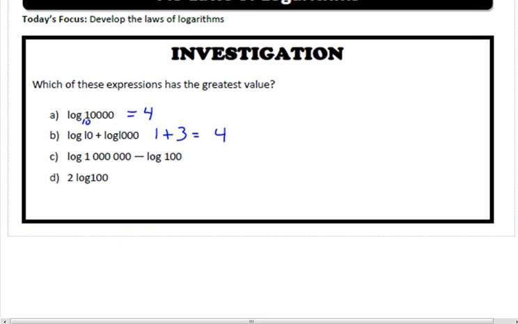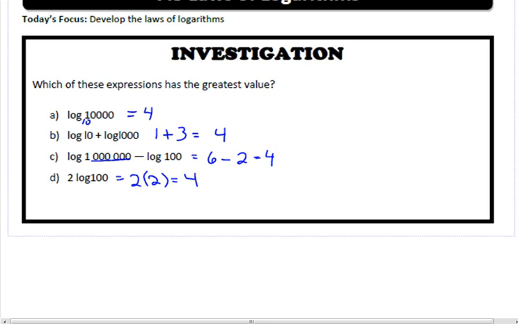What would this guy equal to? This guy here. 6 minus log 100 is, guys? Okay, so they're all equal to 4. And last one, this is 2 times 2, so 4. So they're all the same.